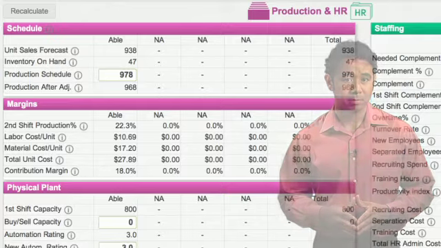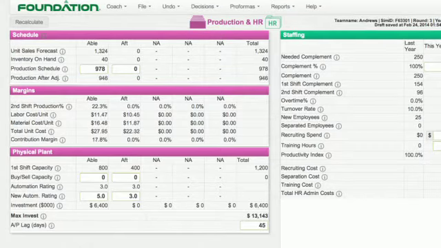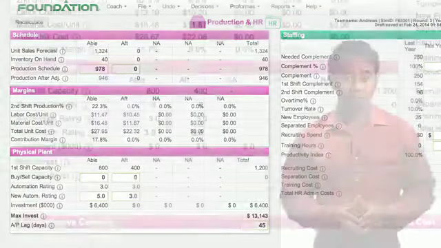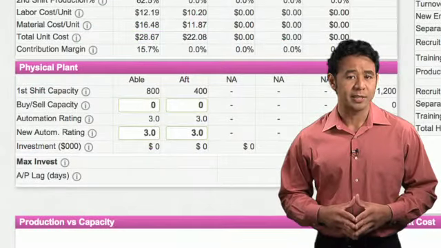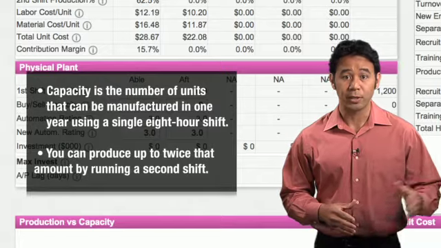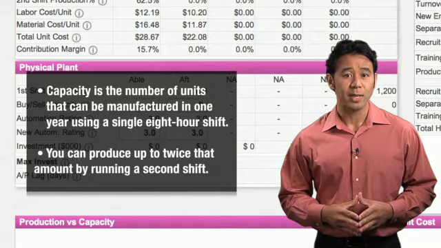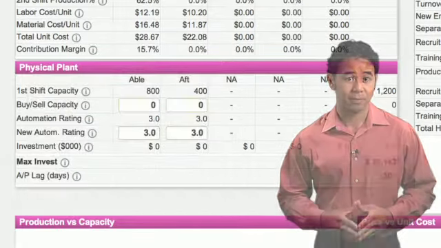schedule. The adjustments are driven in part by your accounts payable policy because the longer you take to pay for your material, the longer your suppliers take to deliver. Each production line has a capacity. This is the number of units that can be manufactured in 1 year using a single 8-hour shift. You can produce up to twice that amount by running a second shift.